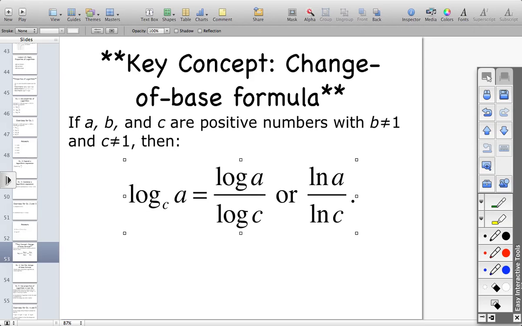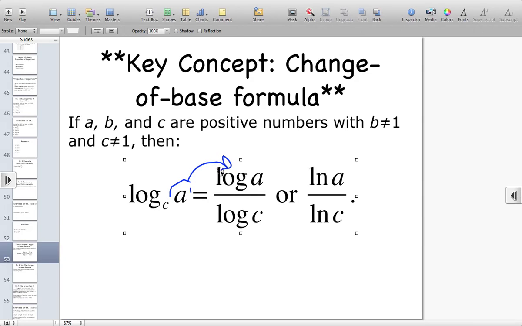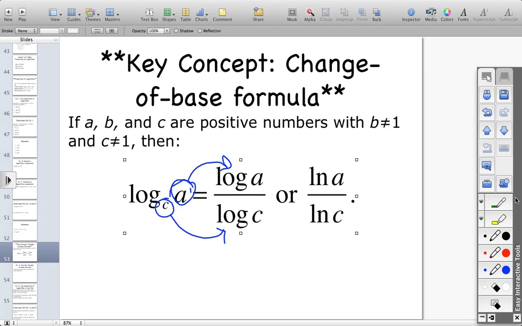So take the log of the big power, put it in the numerator, and divide by the log of the base, and put it in the denominator. So here's the numerator, here's the denominator. You can use either the natural log or the common log. It really doesn't matter. You're going to get the same answer. In fact, let's take a look at an example of that.